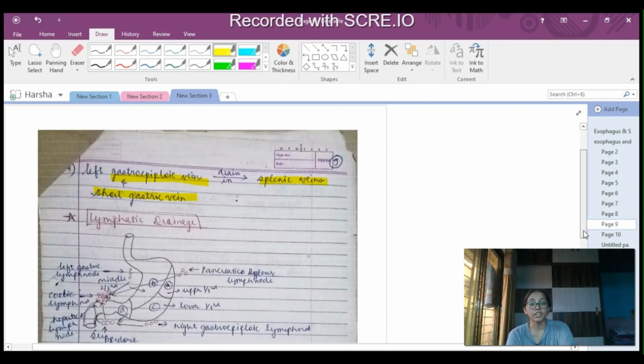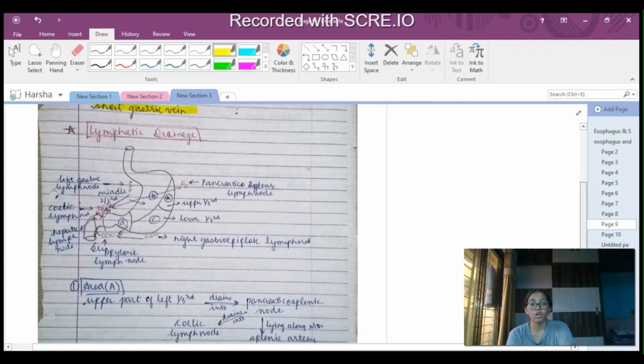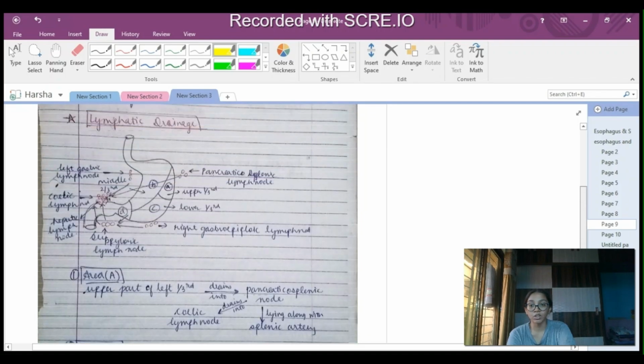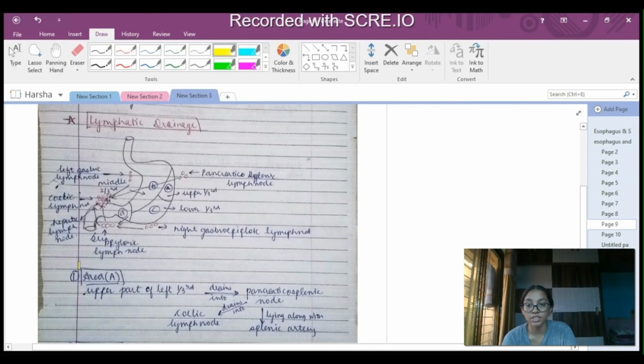Further, the lymphatic drainage. The lymphatic drainage is studied on the basis of particular areas into which the stomach is divided. So there are three areas: area A, area B, and area C. Area A is the upper part of the left one-third portion. This is the upper left one-third portion which is marked as A.